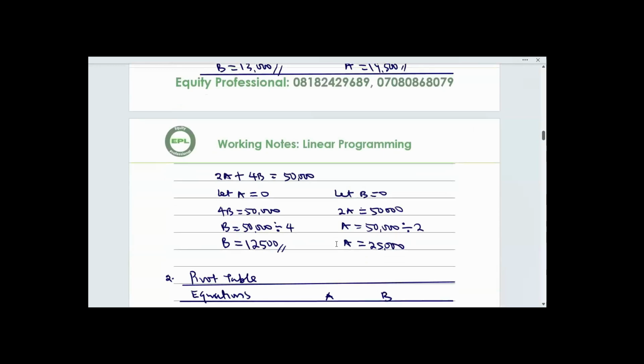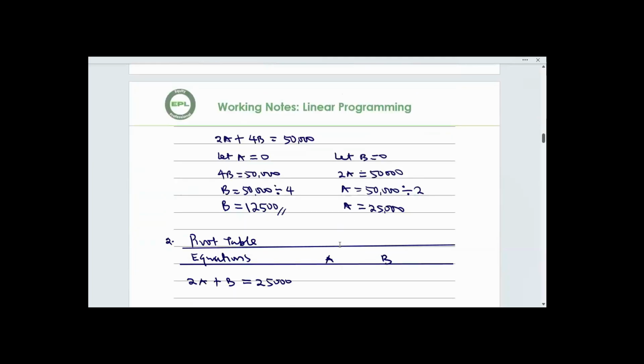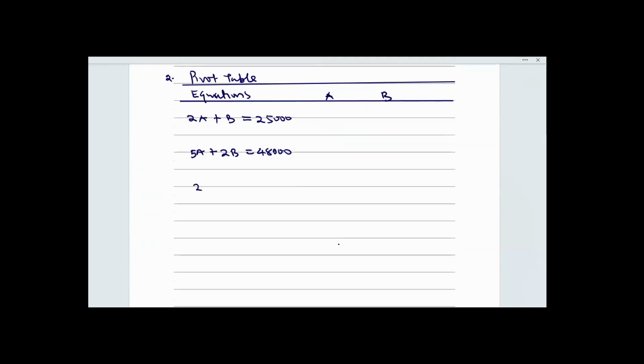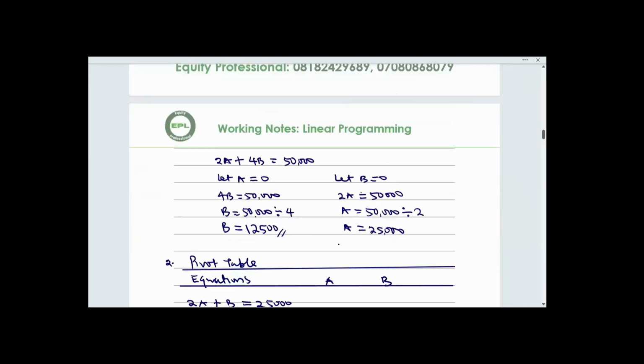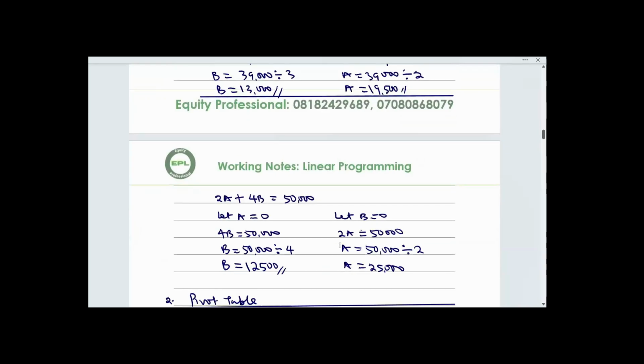All right then. Now, for the third equation, 2A plus 3B equal to 39,000. And the last equation is equation 4. 2A plus 4B equal to 50,000. All right.